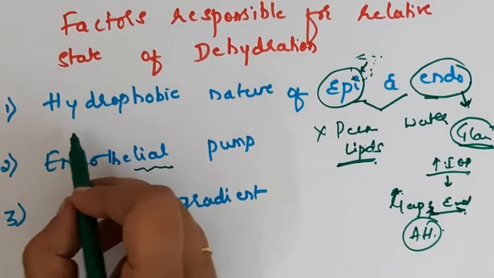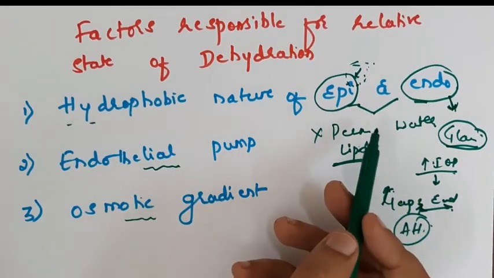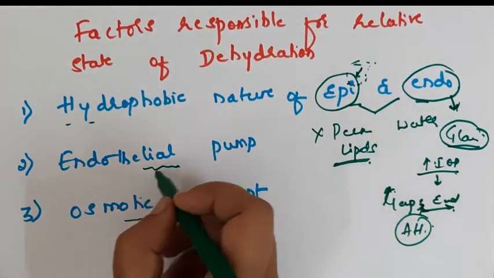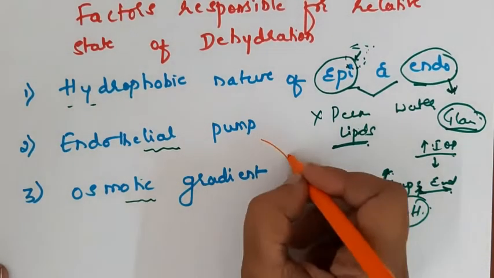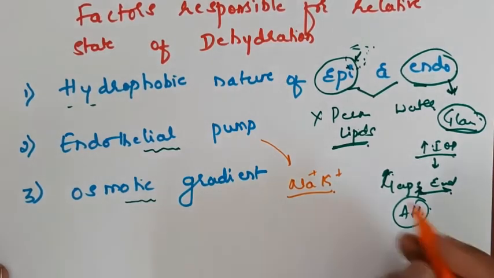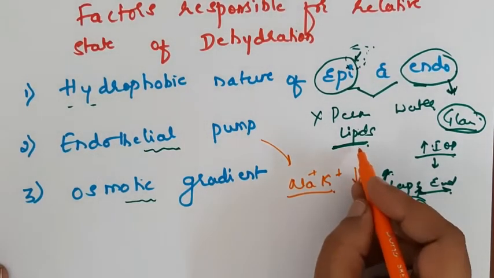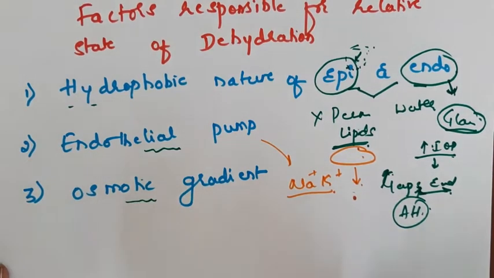This is one of the important factors, that is the hydrophobic nature of the epithelium and the endothelium, which will maintain the relative state of dehydration. And the second is the endothelial pump. As you all know, we have the sodium-potassium pump, which is active at the endothelial side, which will constantly pull the water from the stroma into the aqueous, thereby maintaining the dehydration state.